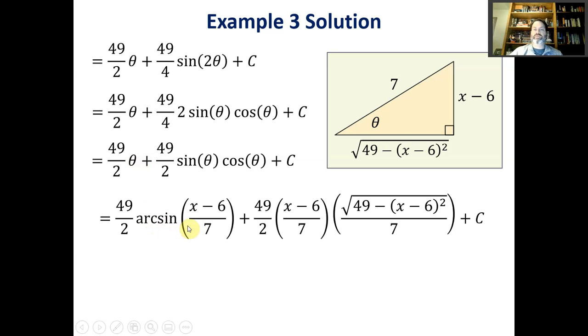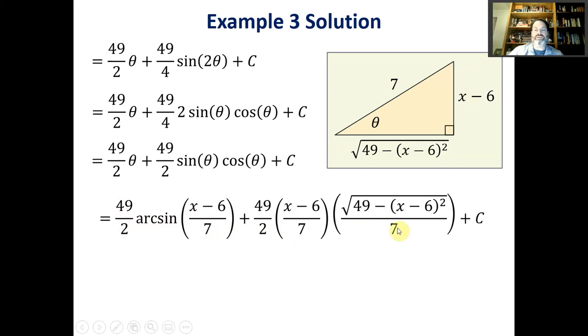So if I've gotten to this step and you don't remember all of this stuff, you're going to want to pause as soon as this problem is done and go back and look at that stuff again. I do a pretty good treatment of this back in section 6.6, so make sure you go back and look at that. So it's arc sine of x minus 6 over 7.